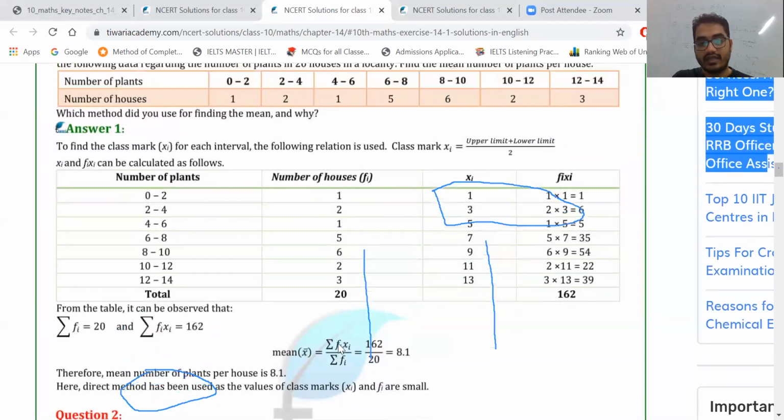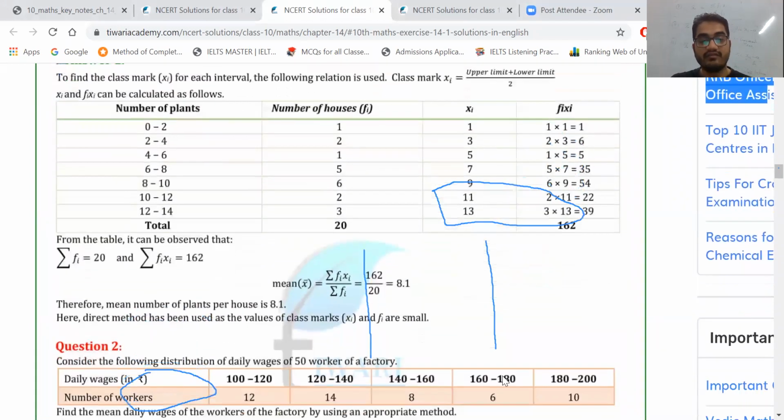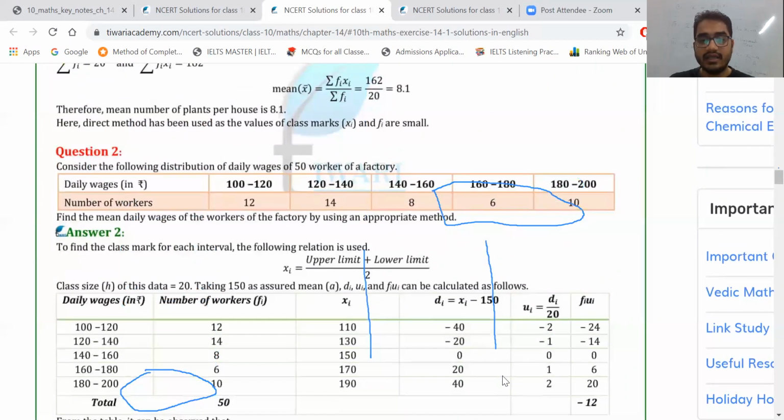So that is how we can solve the sum and get the answer with the direct method. This method is used very often in 9th standard, but in 10th standard it is not that helpful and not used as frequently. But now the next method is the assumed mean method.